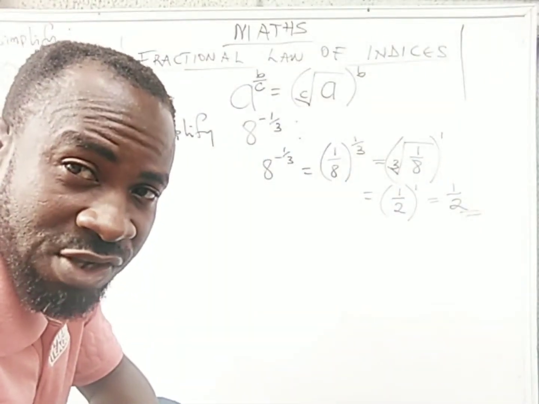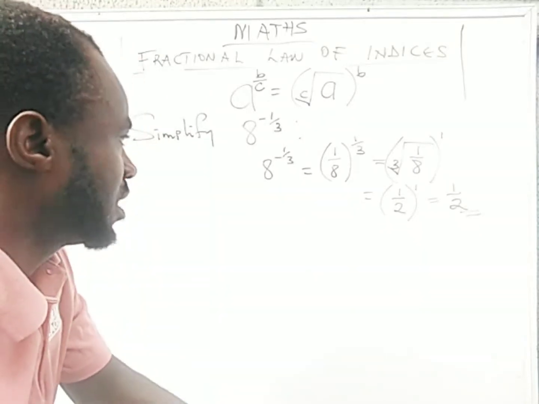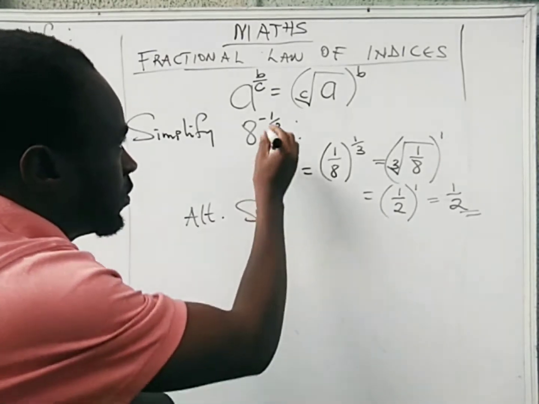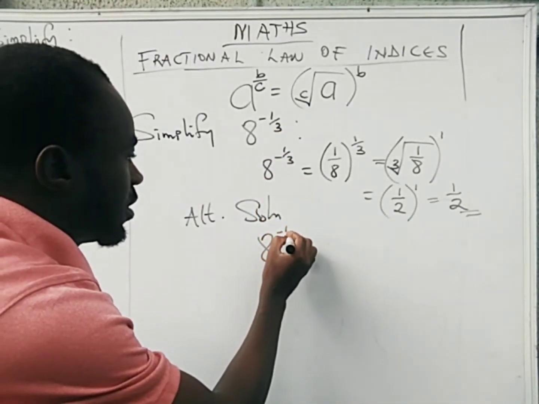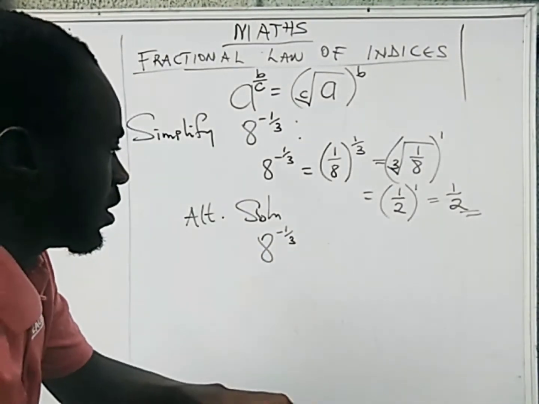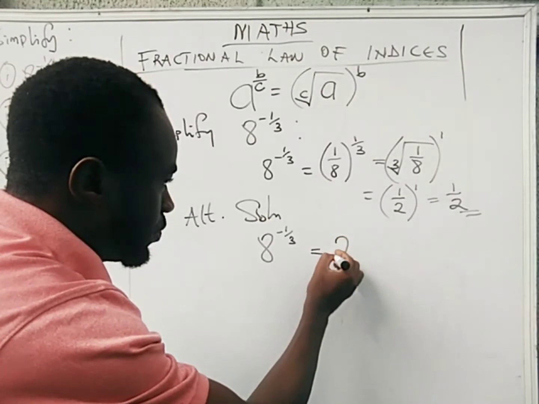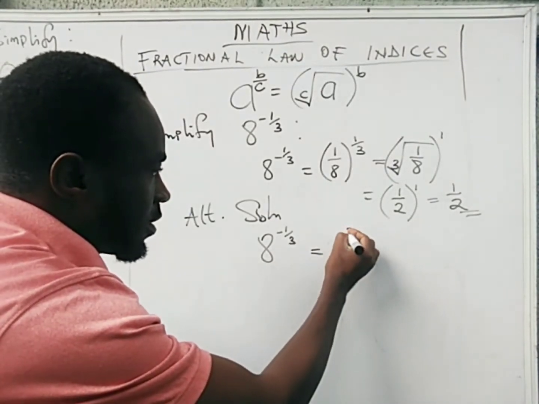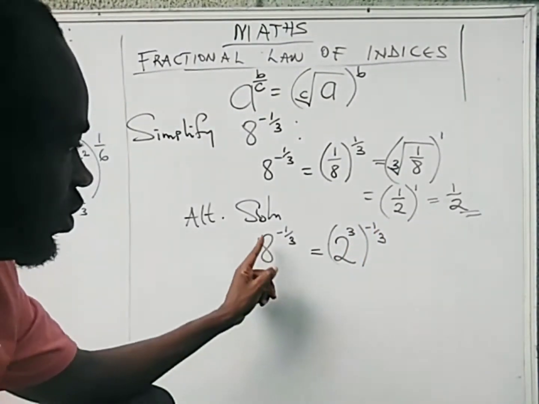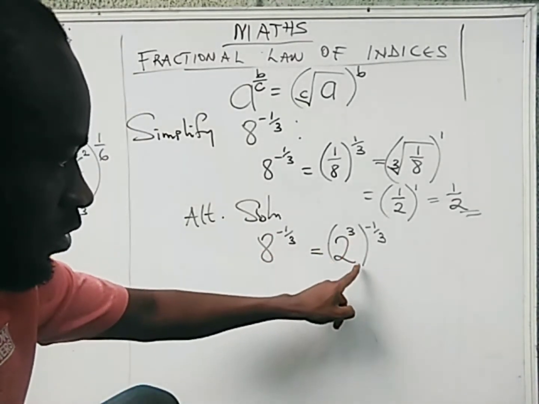However, you can as well solve the same problem using the power bracket law that we did in our previous video. So let me call this an alternative solution. If I'm having 8 to the power of minus 1 over 3, I want to solve this problem using the power law. What I'm simply going to do is write this 8 as a power of 2. I'm going to write it as 2 raised to the power of 3. You can see I've not changed anything. The only thing I changed is this 8. So I wrote this 8 as a power of 2, which is 2 to the power of 3.